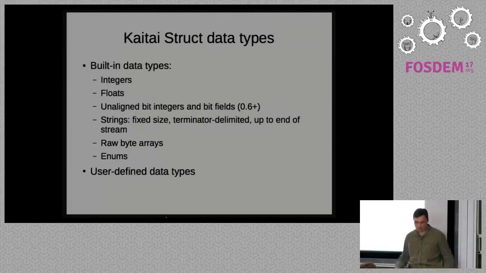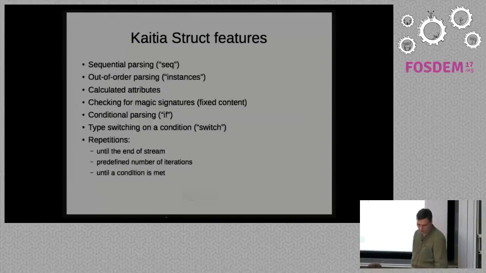We have quite a few built-in data types, such as integers, floats, unaligned bit integers and bit fields, strings, raw byte arrays, enums. And of course, we allow defining user-defined data types. We have sequential parsing, fields one by one in sequence. We have out-of-order parsing, something called instances. So you can seek in a file to parse other parts of the file by some index or offset.